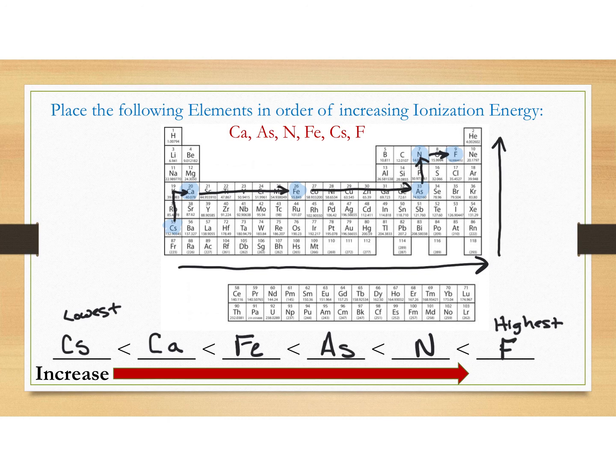Okay, so we're going to compare these. Which one has higher ionization energy, arsenic or nitrogen? Nitrogen does. Which one has higher ionization energy, cesium or calcium? Calcium has higher ionization energy than cesium does. So we can look at the periodic table and come up with these trends.